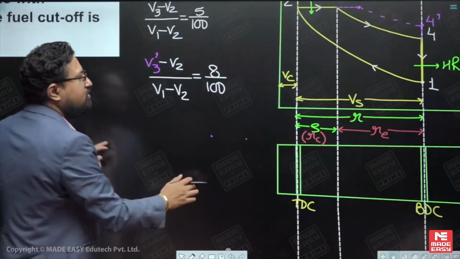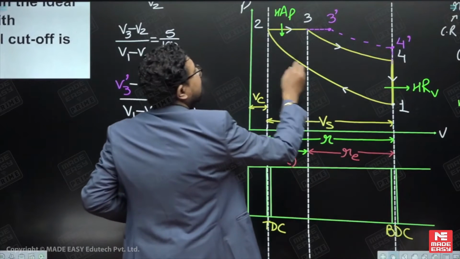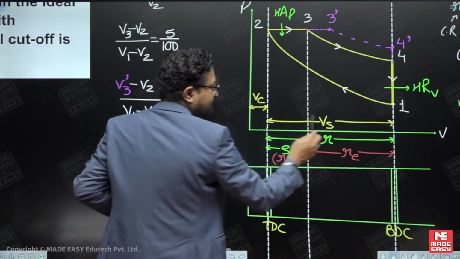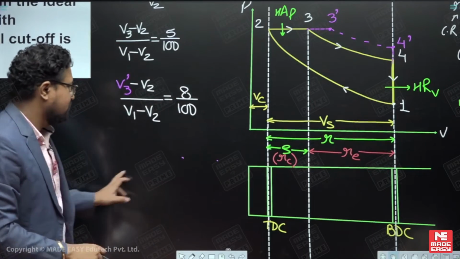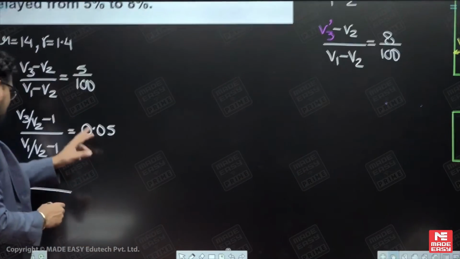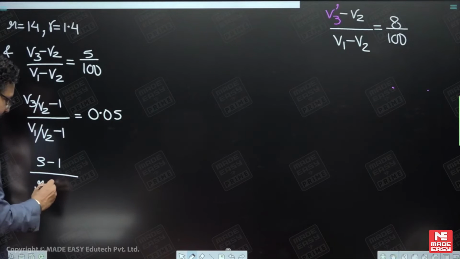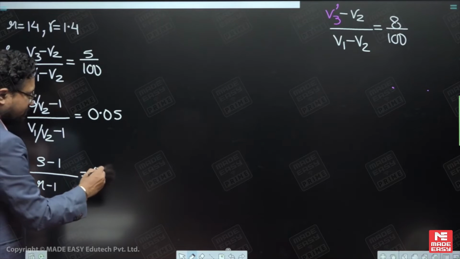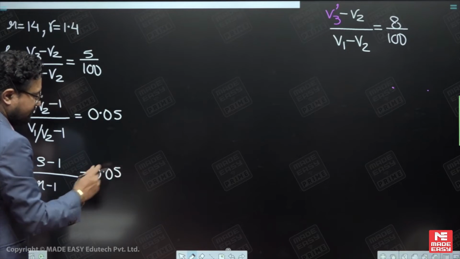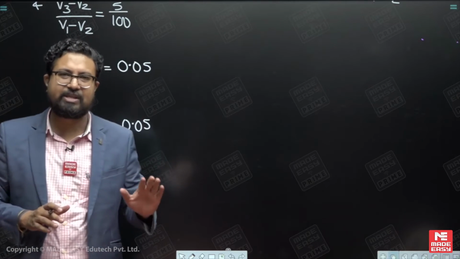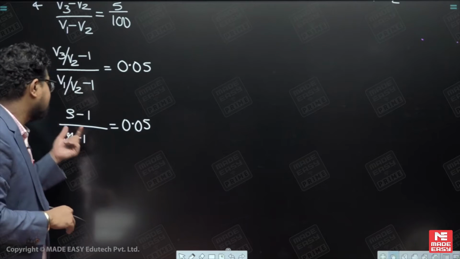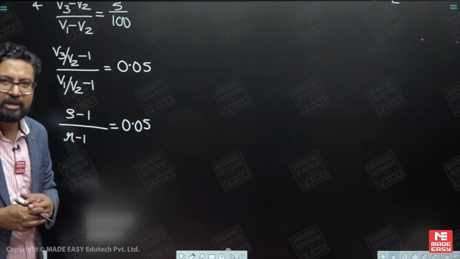So V1 by V2, V1 is this and V2 is this, V1 by V2 will be equal to R, that is the compression ratio. So this will be equal to R, the compression ratio, and (rho - 1)/(R - 1) equals 0.05. Fine.